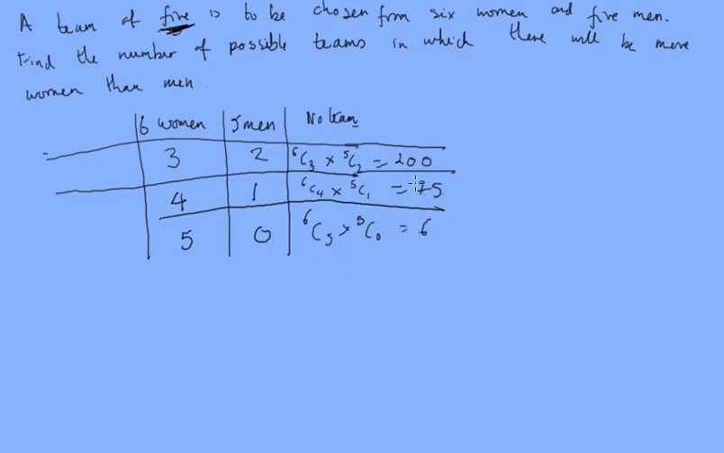So now we add up the different combinations for each possibility. So we have 200 plus 75 plus 6 equals 281 teams with more women than men.